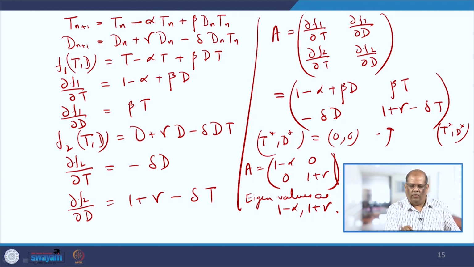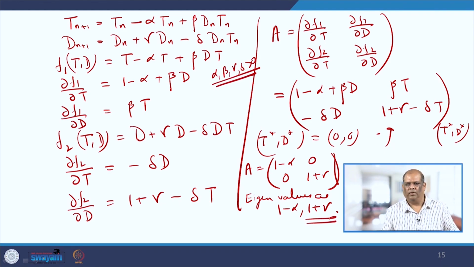Now the parameter values alpha, beta, gamma and delta are all positive, and this value is always greater than 1. So if I take the modulus of 1 minus alpha, this is less than 1, and 1 plus gamma, modulus of that is always greater than 1. So at the equilibrium point 0, 0, this particular model is unstable.